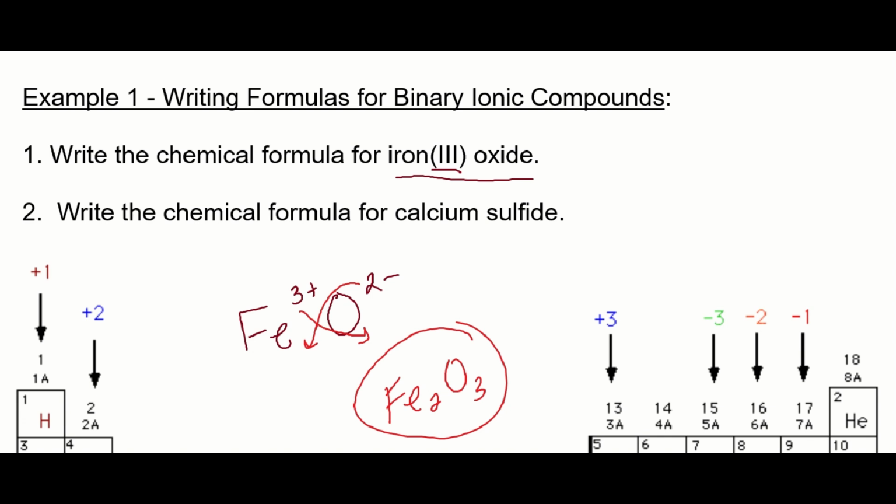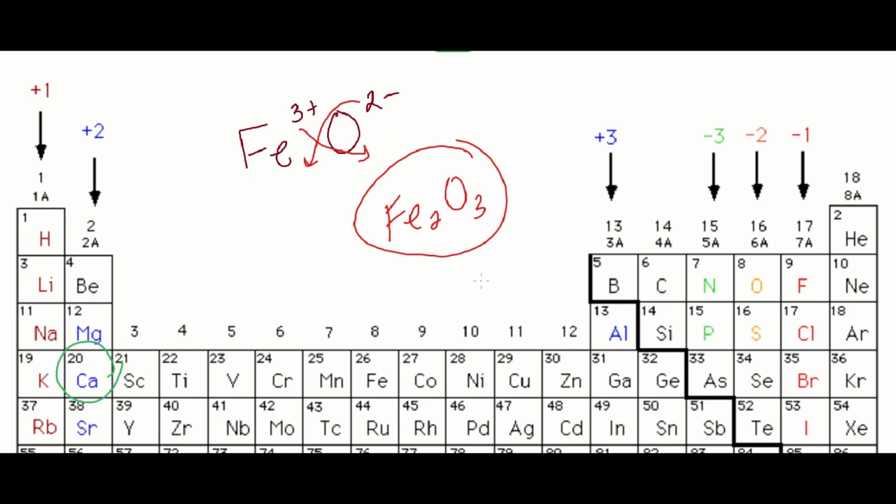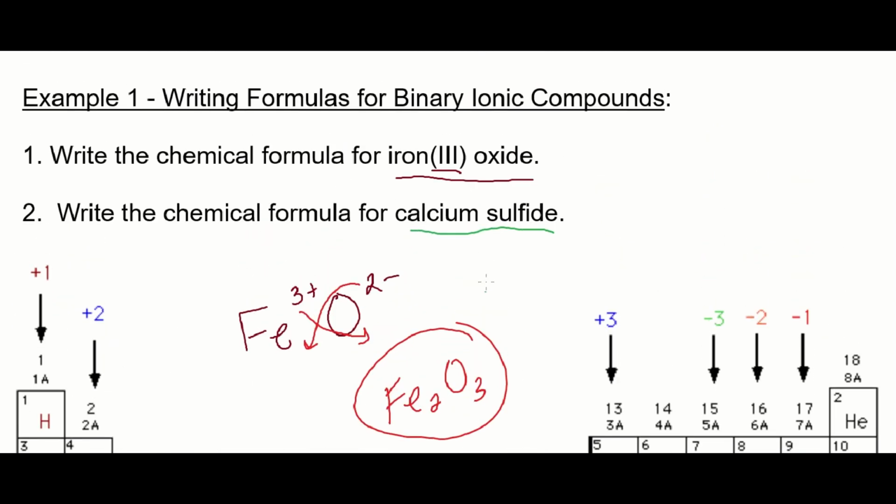Number 2, chemical formula for calcium sulfide. Calcium is in group 2, so its most stable ion is going to be from losing 2 electrons. So calcium is going to have a 2 positive charge. You just need to remember all the metals in the second column are going to form 2 positive charges. Sulfide is sulfur. If it ends in IDE, usually that's just the element name changed to IDE. So sulfur, because it's in group 16, is going to have a 2 negative charge.